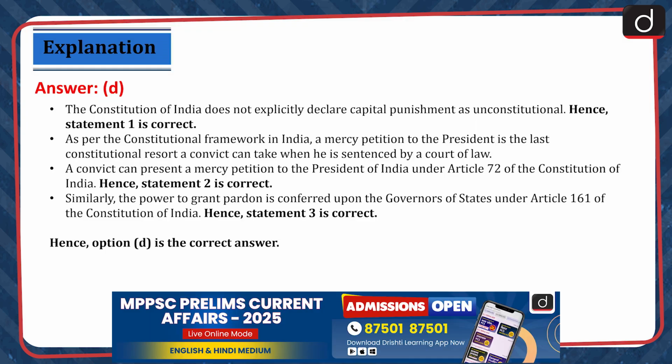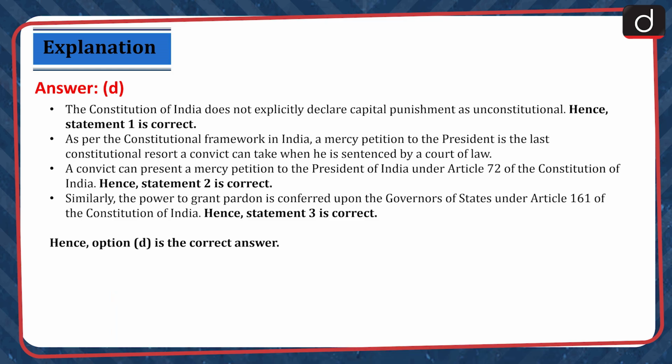The Constitution of India does not explicitly declare capital punishment as unconstitutional. Hence, statement 1 is correct. As per the constitutional framework in India, a mercy petition to the President is the last constitutional resort a convict can take when he is sentenced by a court of law. A convict can present a mercy petition to the President of India under Article 72 of the Constitution of India. Hence, statement 2 is correct. Similarly, the power to grant pardon is conferred upon the governors of states under Article 161 of the Constitution of India. Hence, statement 3 is correct. Hence, option D is the correct answer.